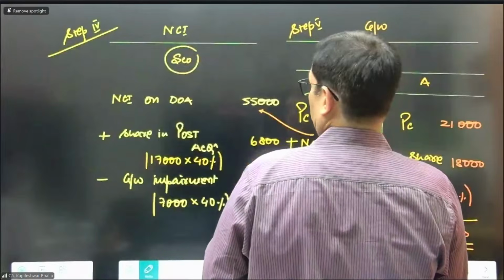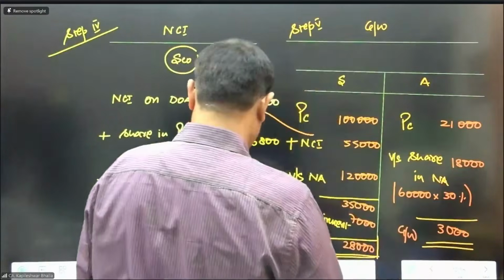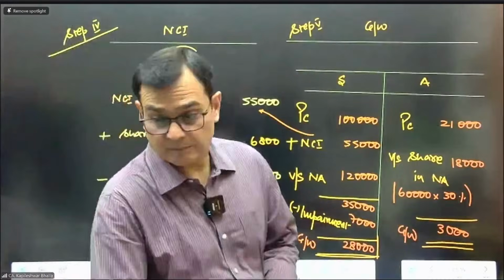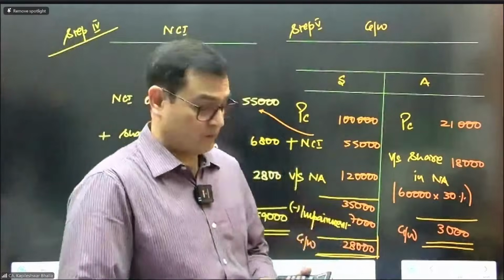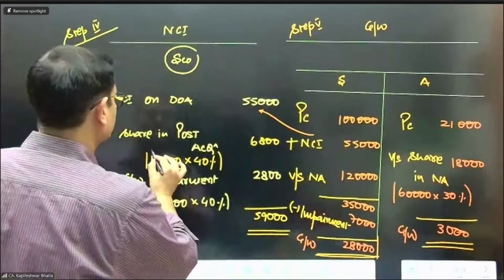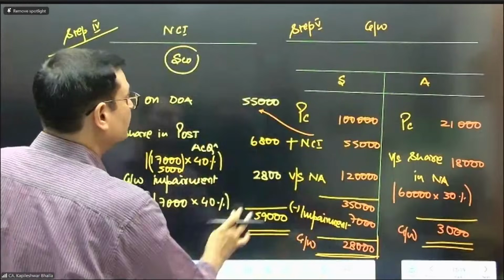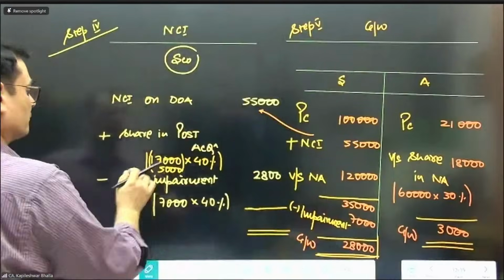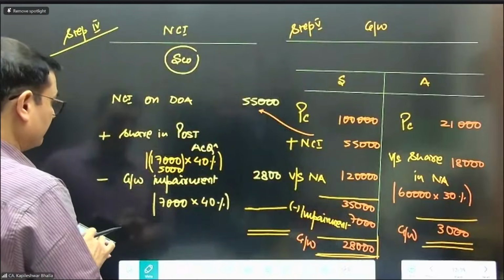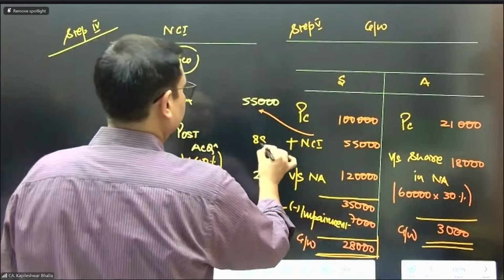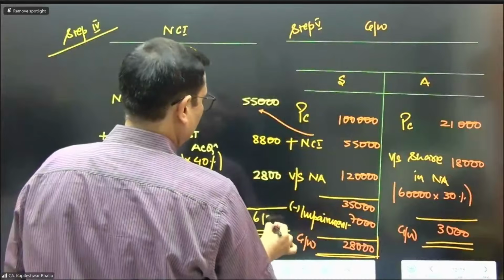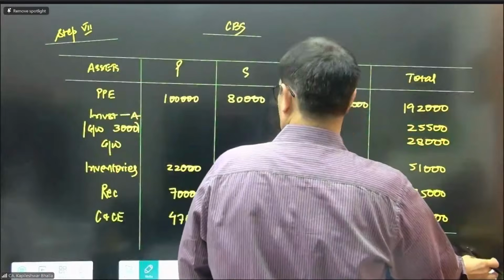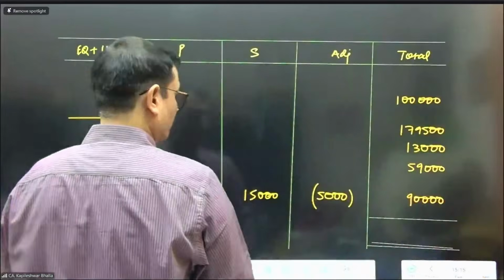As far as the NCI is concerned, the share in post acquisition. Oh, we missed out that 5,000, which was there in other components. So we need to add that as well. So slightly make a change on the NCI, because the post-acquisition was retained earnings and other components. That makes it 8,800. So that is 61. So that was the error, I guess, rectified. So the NCI becomes 61.